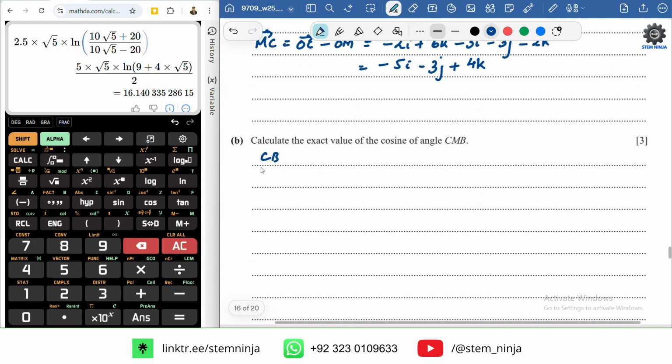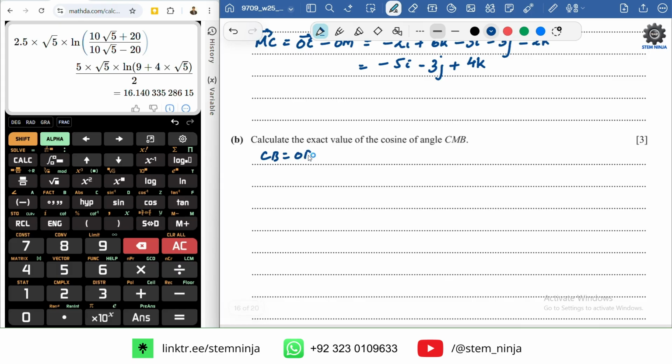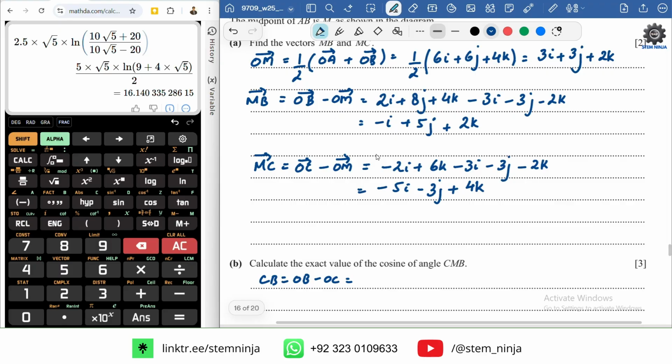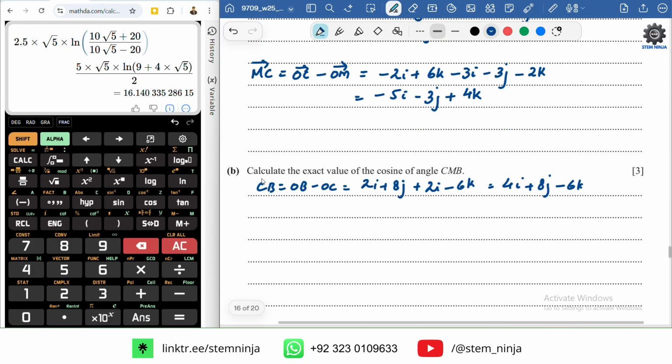OB minus OC. So you have 2i plus 8j minus 2i plus 2i and then minus 6k. So you have 4i plus 8j minus 6k, right? Okay, right.